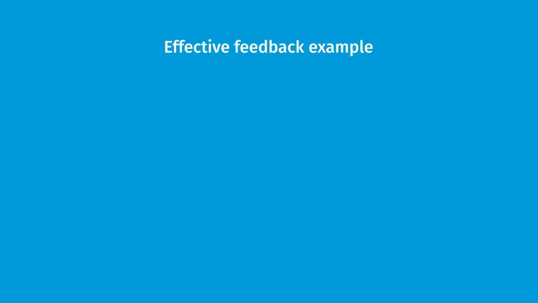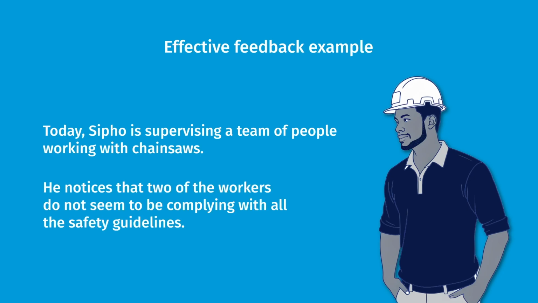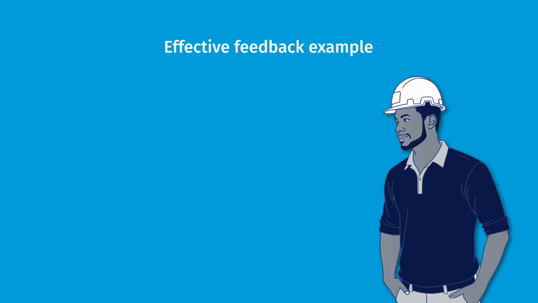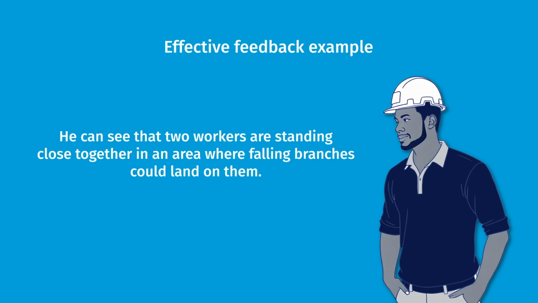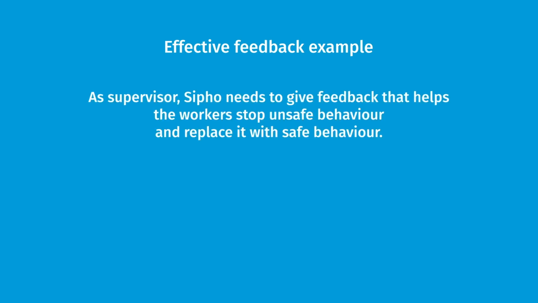Let's look at an example of effective feedback. Today, Sifu is supervising a team of people working with chainsaws. He notices that 2 of the workers do not seem to be complying with all the safety guidelines. He can see that 2 workers are standing close together in an area where falling branches could land on them. He also notices that neither worker is wearing ear protectors. As supervisor, Sifu needs to give feedback that will help these workers stop unsafe behaviour and replace it with safe behaviour.